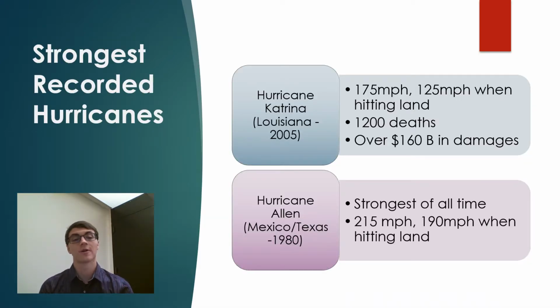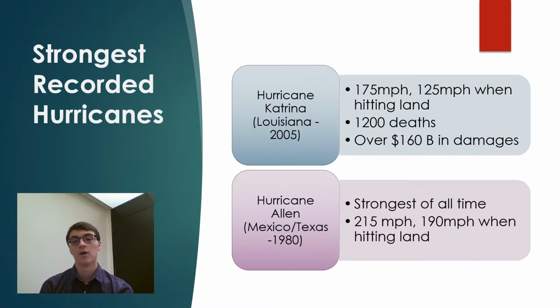So the strongest recorded hurricanes, there have been many Category 5 hurricanes, but 2 of the more popular ones are Hurricane Katrina, which happened in 2005, and Hurricane Allen in 1980. Hurricane Katrina was a Category 5 when it was still in the Gulf of Mexico with wind speeds of 175 miles per hour. But when it hit land, it had wind speeds of 125 miles per hour and was technically a Category 3. Hurricane Katrina had over 1,200 deaths, and it had damages over 160 billion, being the most costly and one of the more deadly hurricanes of all time.